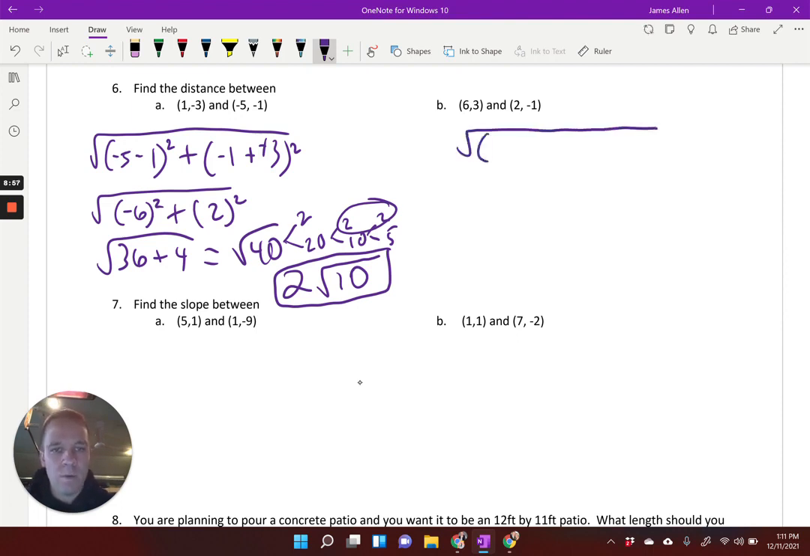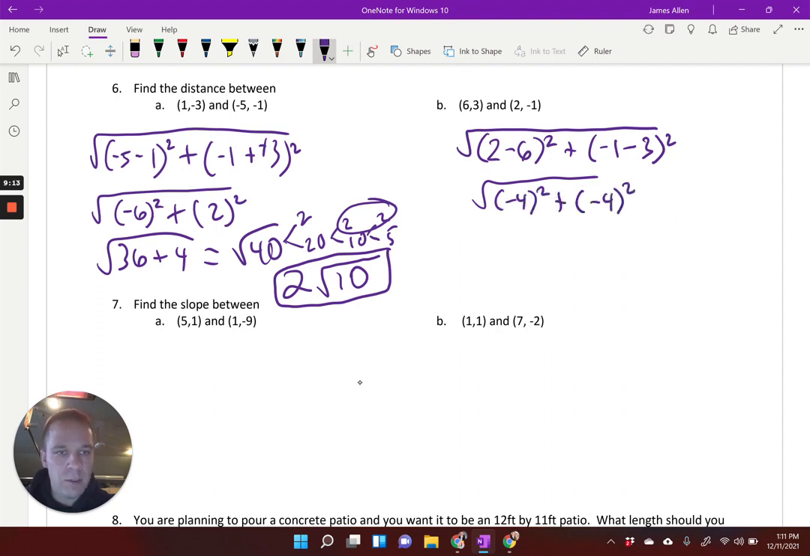So I've got (x2 minus x1) squared plus (y2 minus y1) squared. So I've got negative 4 squared plus negative 4 squared. So that is 16 plus 16 in my square root. That's the square root of 32.